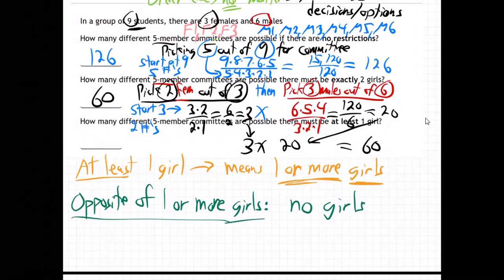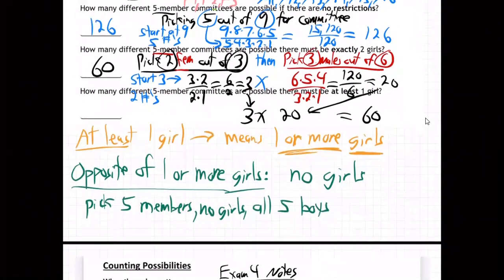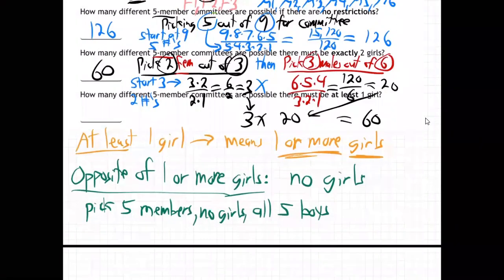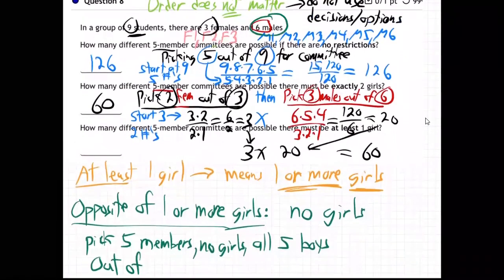Let me show you. So no girls. So if you're going to pick a 5-member, so pick 5 members, no girls. So that means all 5 are boys. Okay, so how do you do all 5 are boys? Well, how many boys are there? Out of, how many did I have? 6. I had 6 males, 6 boys.